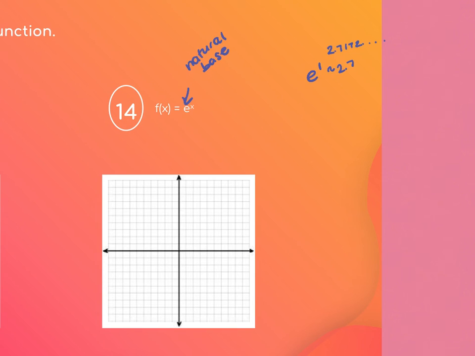It's going to have all the characteristics of the graph of 3 to the x. Except the points are just going to be a little bit different. Okay? So this is pretty darn similar to 3 to the x.